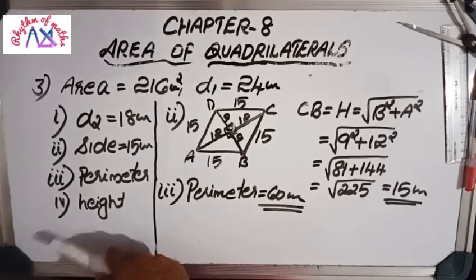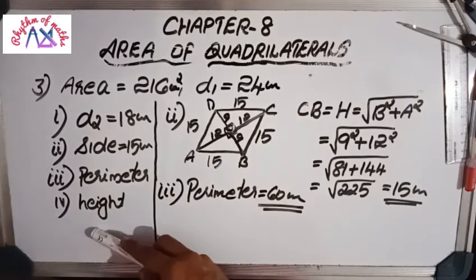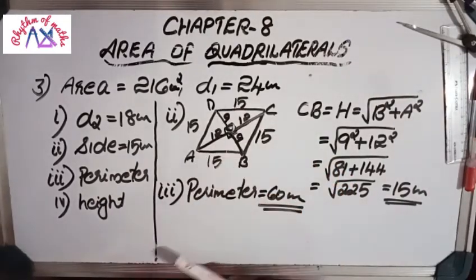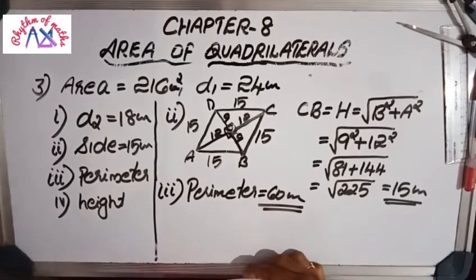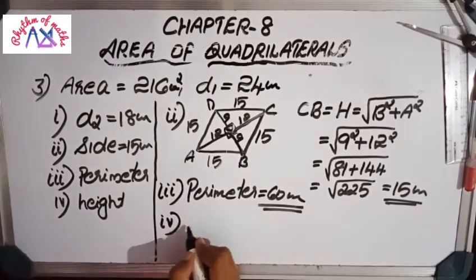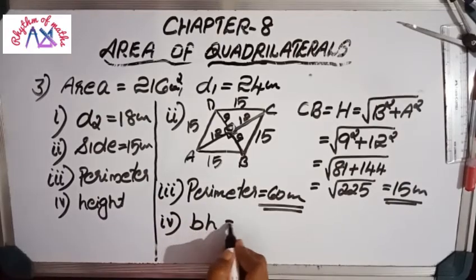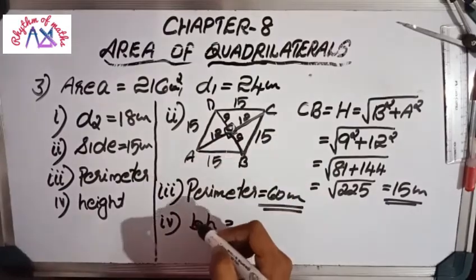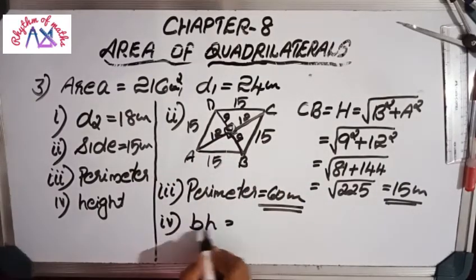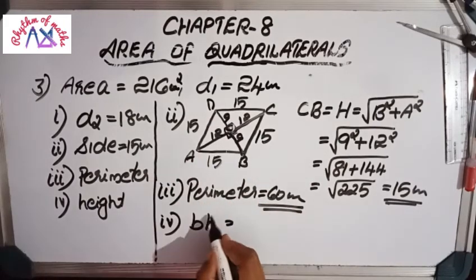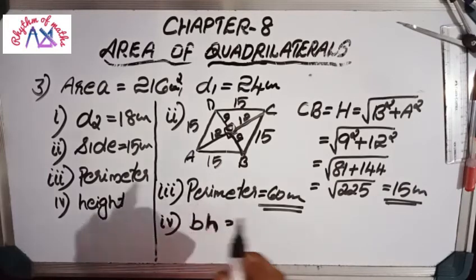Now we need to find the fourth one. Fourth one means what is the distance between the opposite sides. That means height of the rhombus is what? That is the question. For that we can use the equation B into H, area, because rhombus is also a parallelogram, because opposite sides are parallel and equal. So if we know the height and base of the rhombus, we can use the BH equation. Okay, BH equation is common for parallelogram, for rhombus and all.